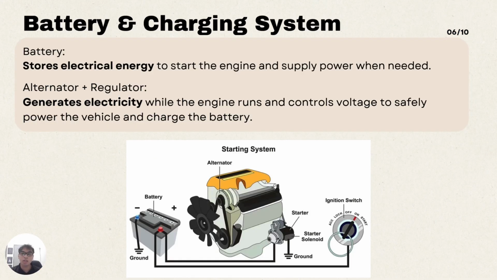Next, I'm going to explain about the battery and charging system. The battery stores electrical energy to start the engine and supply power when needed. The alternator and regulator generate electricity while the engine runs and control voltage to safely power the vehicle and recharge the battery. This diagram shows how these components work together in the starting system.